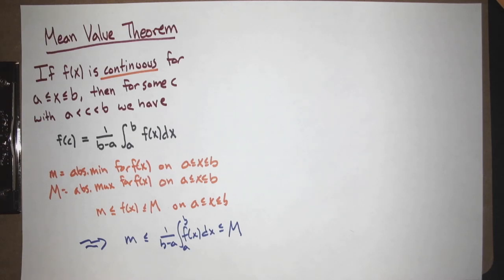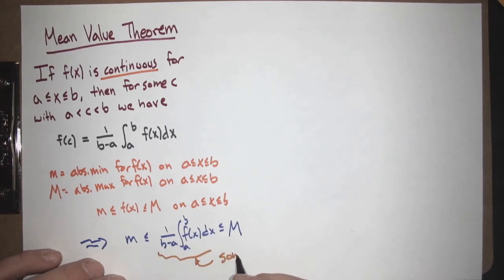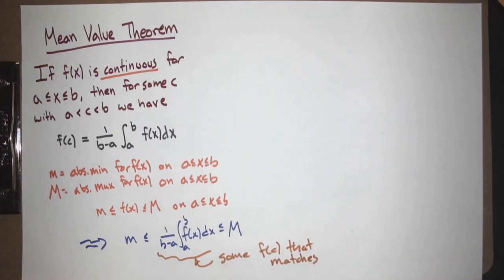And here's the final thing. It says, okay, well, this is the absolute min. This is the absolute max. This is somewhere in the middle. So what's true? If you have a continuous function, you have to get every value in between the absolute min and the absolute max. So something has to match this. There's some f of c that matches. And that's by what's known as the intermediate value theorem. So that's the mean value theorem, and this is what's going to give us our nice result from next time.